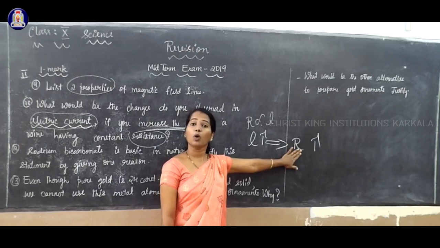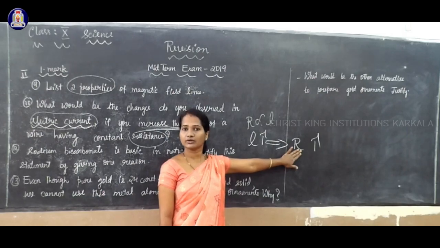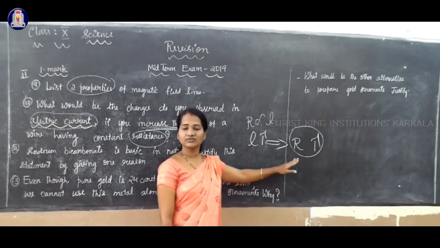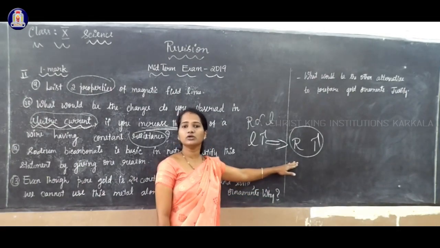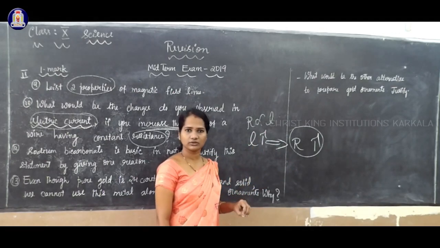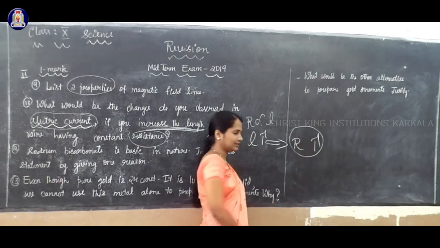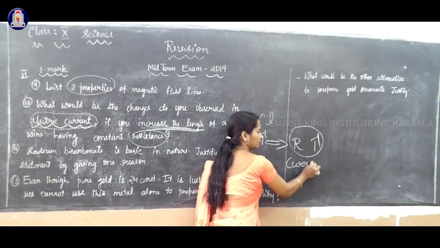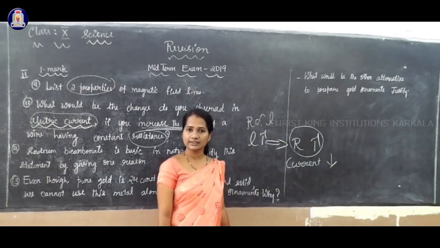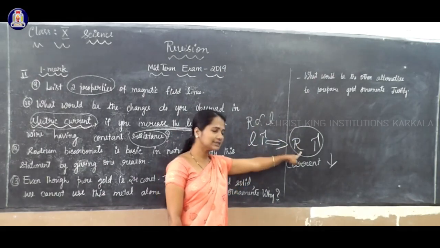What is resistance? Resistance is the opposition to the flow of current. It is the opposition to the flow of charges. As the resistance increases, it is difficult for the electric charges to flow. So, as resistance increases, the flow of the electric current decreases, because the length increases, so resistance increases.